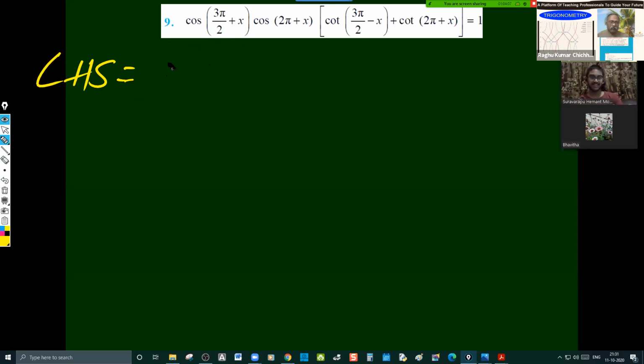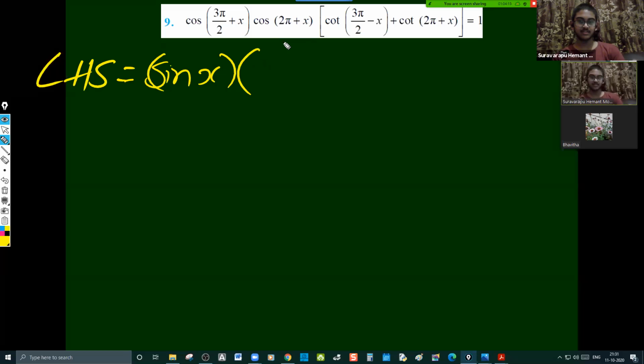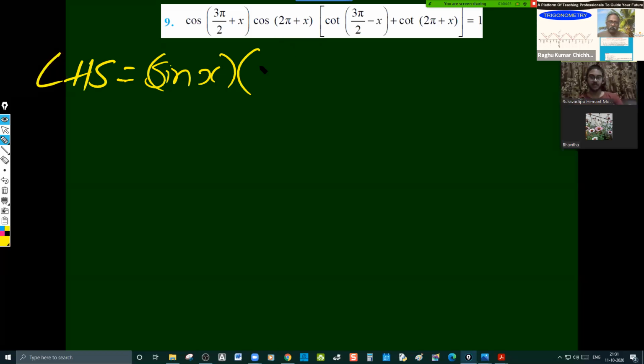Sine. Correct. Now coming to the next one. Cos of 2 pi plus x. That's first quadrant again. So it won't change, sir. Cos x.